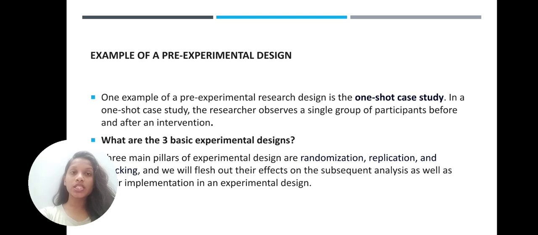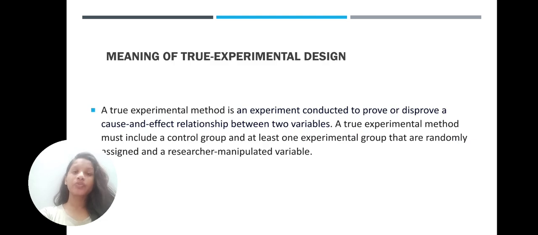Next, we'll see the three basic experimental designs. The three main pillars of experimental design are randomization, replication, and blocking. And we will flesh out their effects on the subsequent analysis as well as implementation in an experimental design. So, these are the three basic experimental designs. In the next slide, we'll be seeing the next topic, that is the meaning of true experimental design.